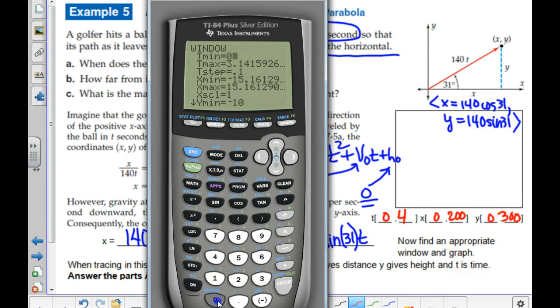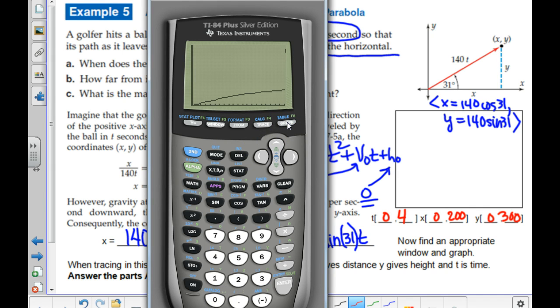We are talking time this time, so we said we'd try 0 to 4 seconds. I'm going to leave my t-step 0.1. X is distance away from me. We decided to start with 0 to 200. Scale doesn't really matter. And Y is height. It's not going to go underground, so 0 to 300 was Jacob's suggestion.